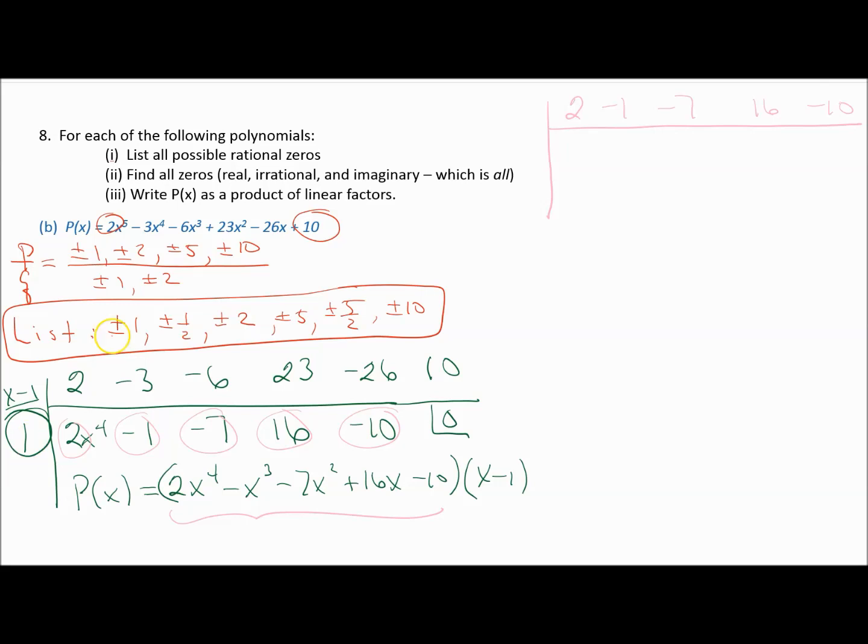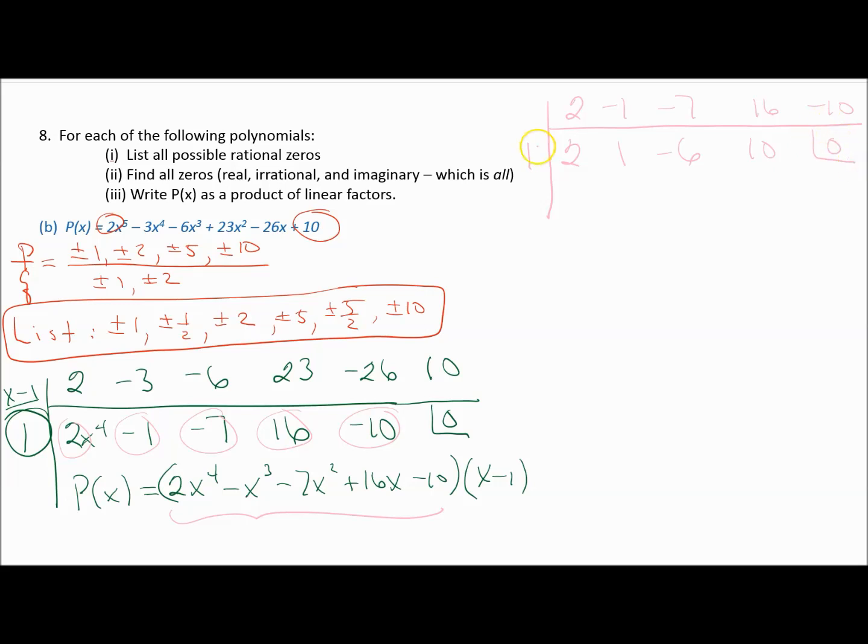Don't skip on to -1 because +1 may be a 0 again. Remember multiplicity? The story of multiplicity tells you that you need to start where you left off, where you got a 0. So the 2 comes down. 1 times 2 is 2 plus -1 is 1. 1 times 1 is +1 plus -7 is -6. 1 times -6 added to 16 is 10. 1 times 10 is 10. Added to -10 is 0.